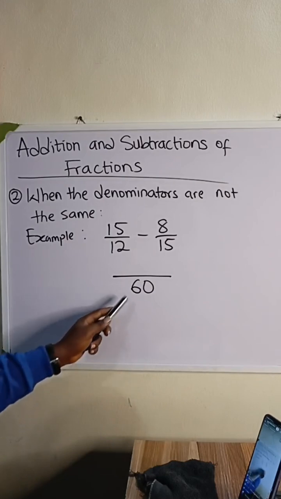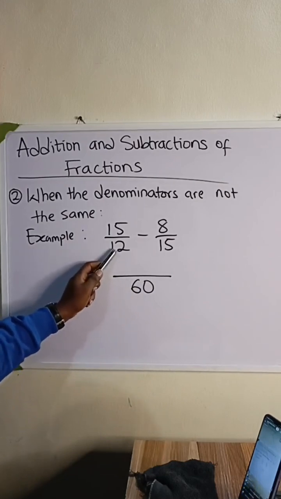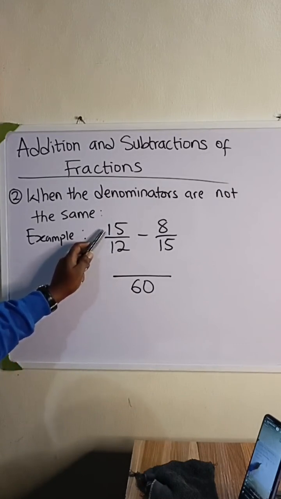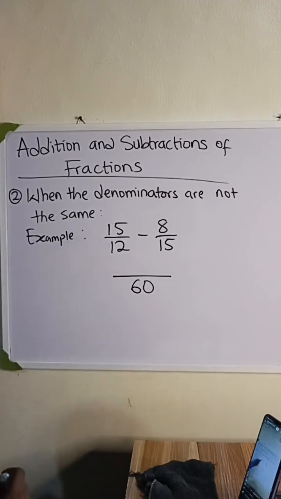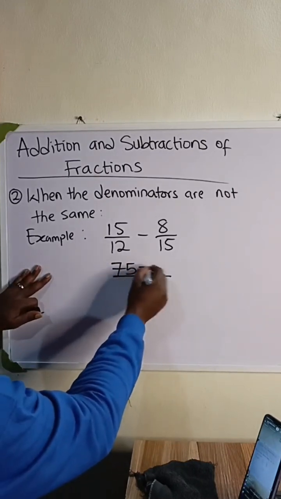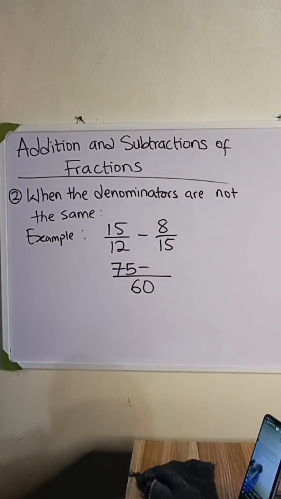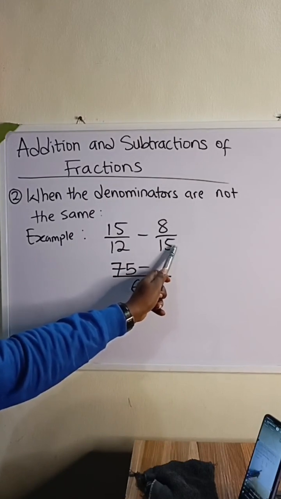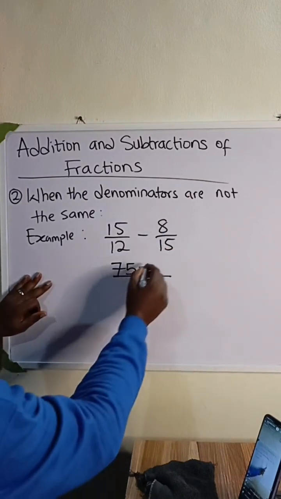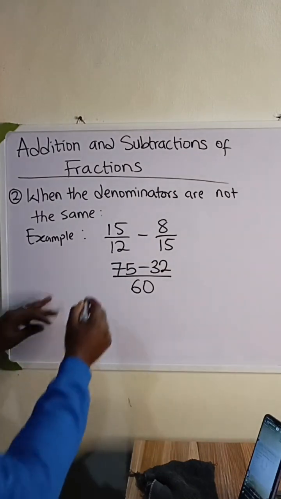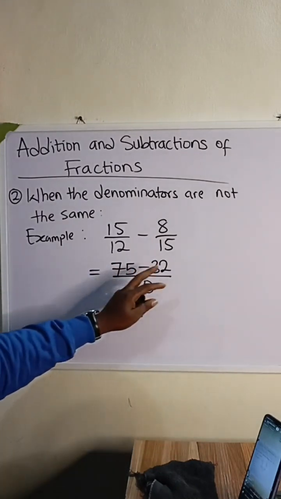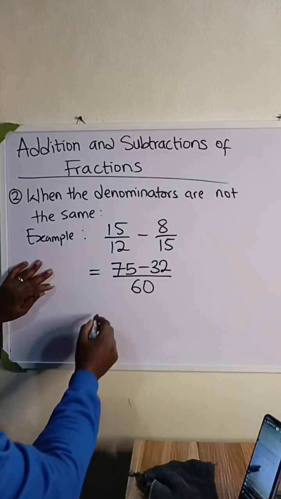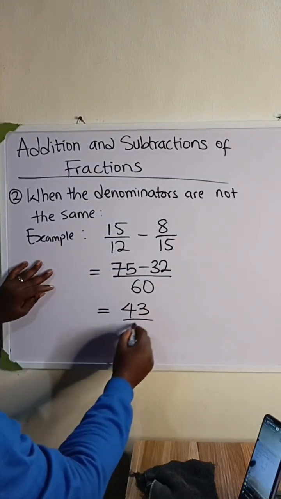So now we can simply do 60 divided by 12. That will give you 5. 5 times 15. What would that be? I think that would be 75. So somebody should confirm that. 5 times 15, 75. Okay, so now we have 60 divided by 15. That will be 4. 4 times 8, that will be 32. So next, we're going to do 75 minus 32. 75 minus 32 is going to give us 43 all over 60.